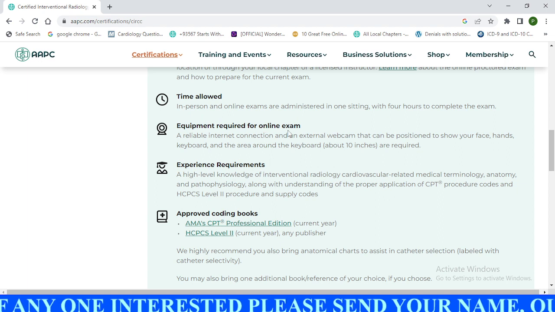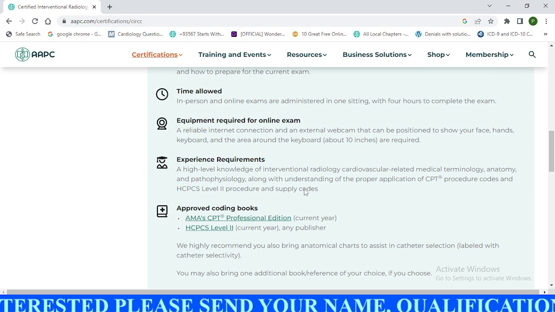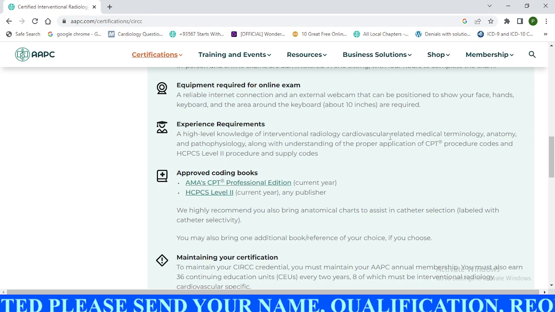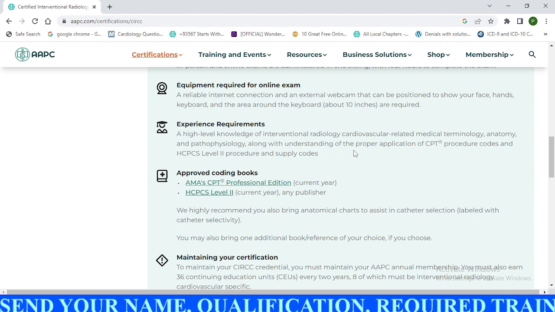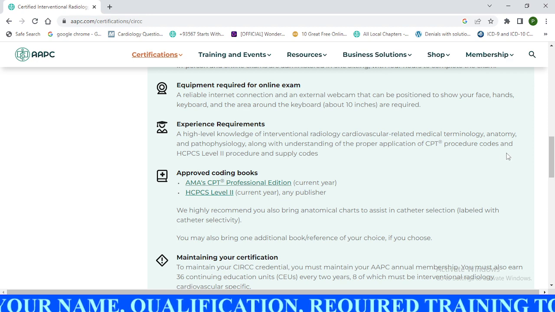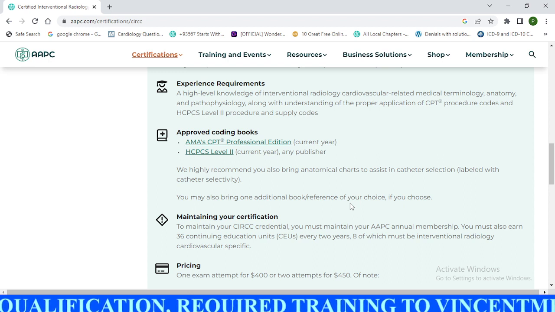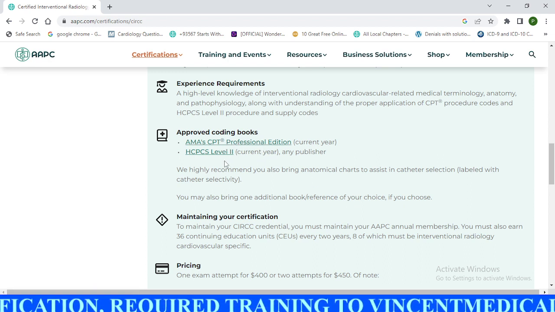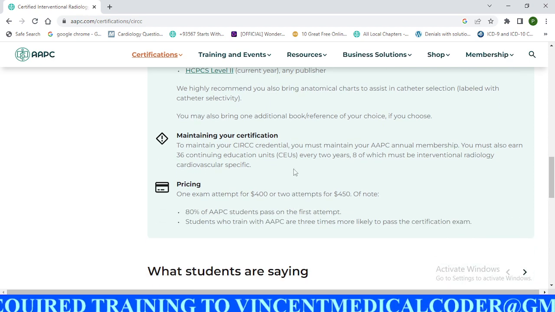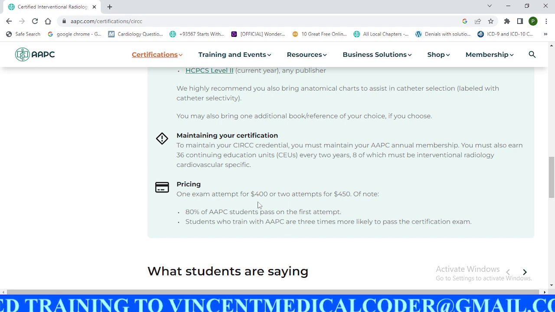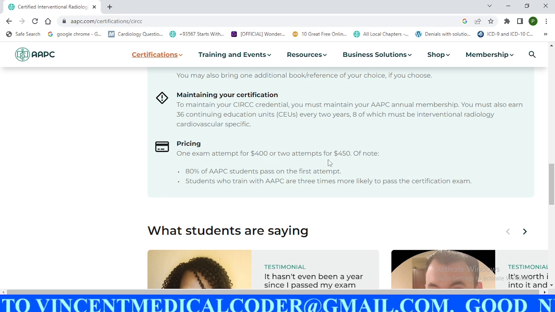Equipment required for the online exam: a reliable internet connection is mandatory. Experience requirements: high-level knowledge of interventional radiology, cardiovascular-related medical terminology, anatomy and pathophysiology, along with an understanding of the proper application of CPT procedure codes and HCPCS Level 2 procedure codes and supplies. In order to write this examination, you need to have the AMA CPT and HCPCS Level 2 books. To maintain your certification, you need to earn 36 CEUs. Pricing is $400 for one exam attempt and $450 for two attempts.